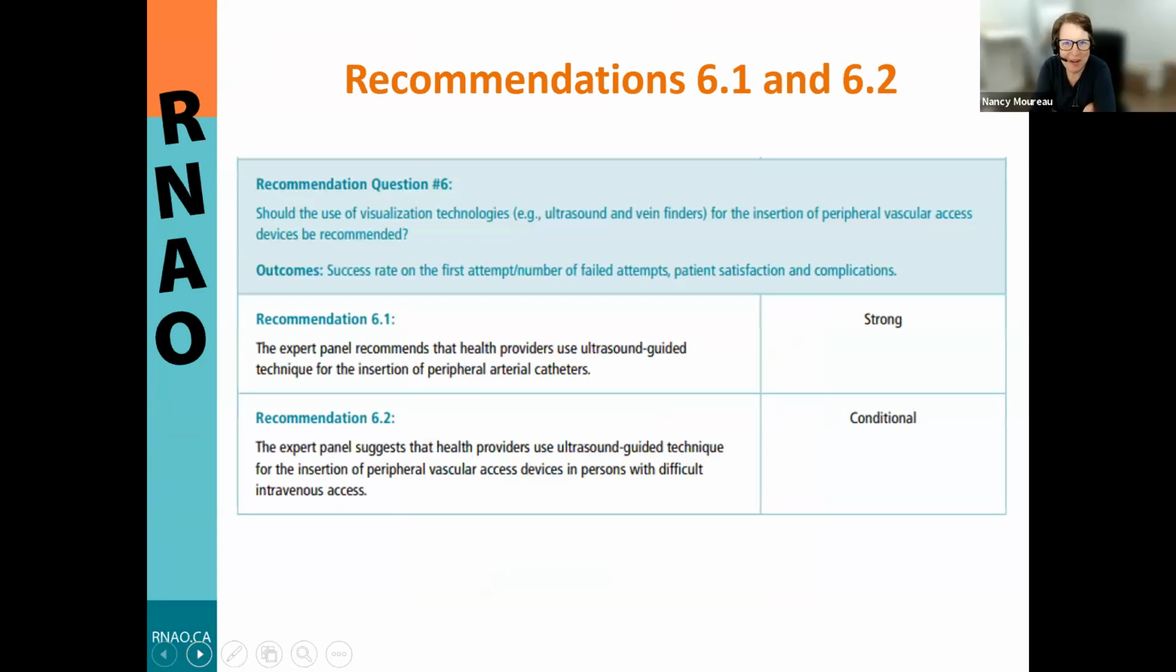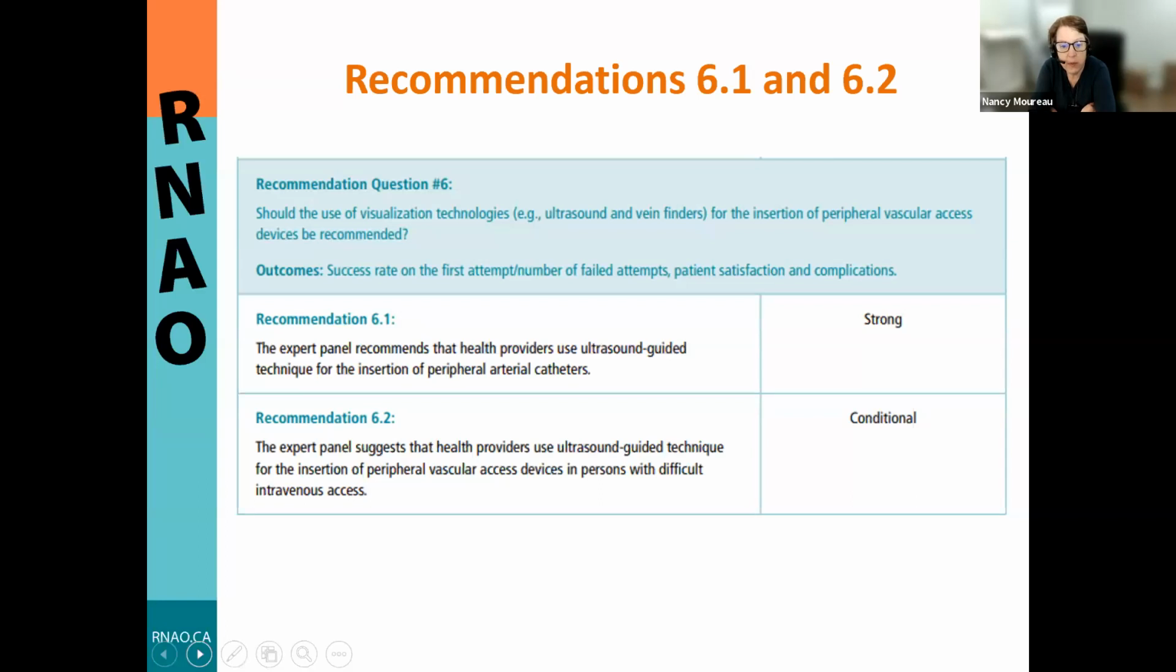Welcome back. Let's talk about recommendations 6.1 and 6.2. Within these recommendations, we're going to speak specifically to the use of visualization technology and ultrasound guidance used during the insertion of a peripheral vascular or arterial access device.